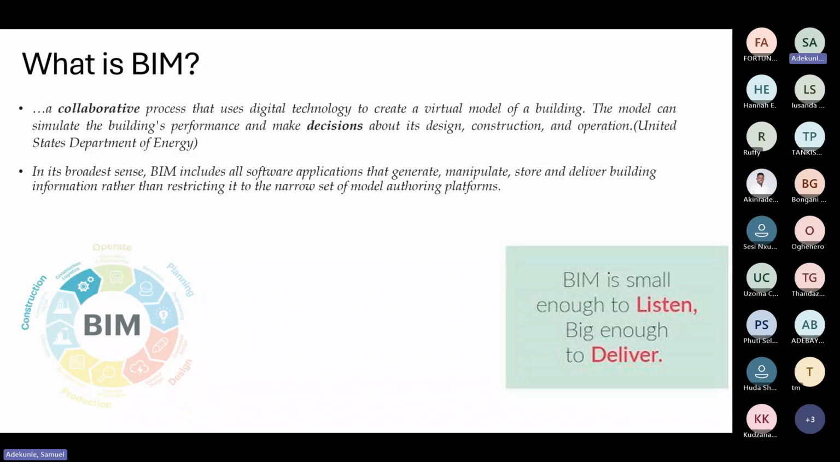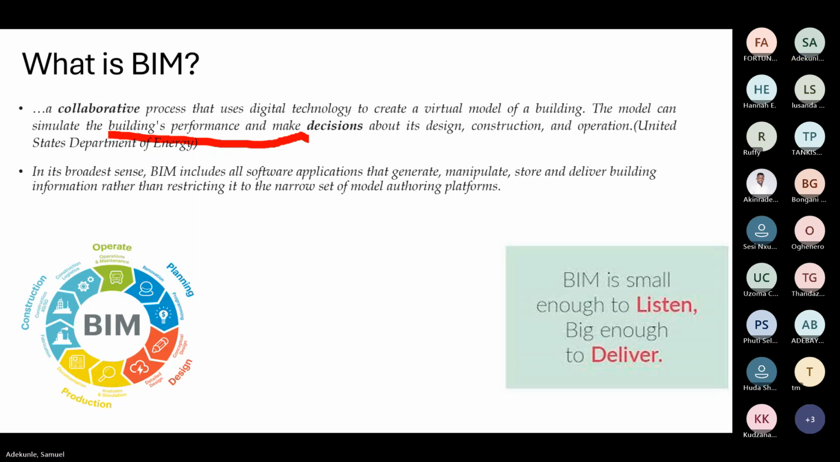Then aside from you having something physical, like we pointed out earlier on, you have a virtual representation. Then the functional characteristics of that building are also modeled. And with that, you are able to actually talk about the building performance and then you make decisions throughout the building life cycle from the planning stage up to the handover or the operation and maintenance, among others.